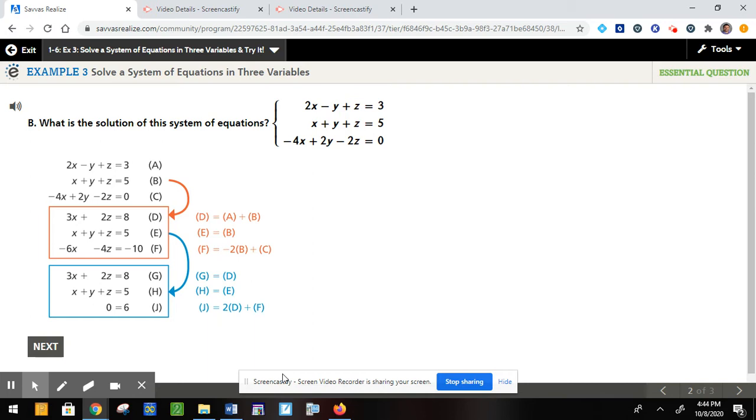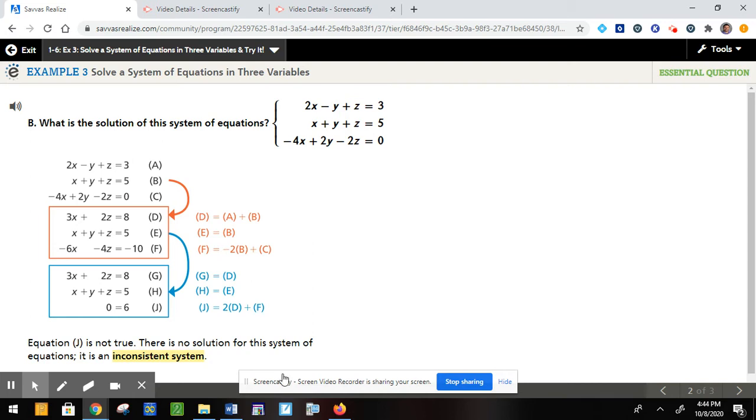2 times 3x is going to be 6x. That'll eliminate with the negative 6x. What ends up happening also, though, is 2 times 2z is 4z, which eliminates when you add it with negative 4z. 2 times 8 is 16, minus 10 is 6. So you end up with 0 equals 6, which is a false statement. So that's why this is going to have no solution.